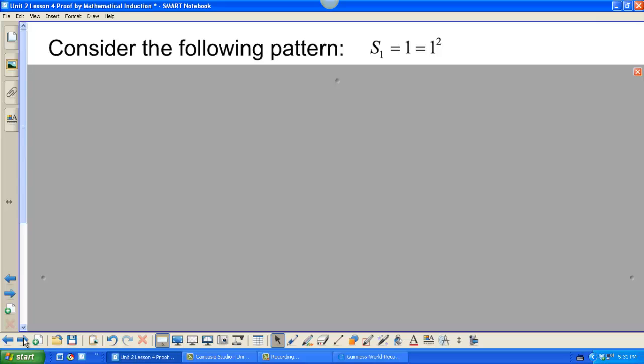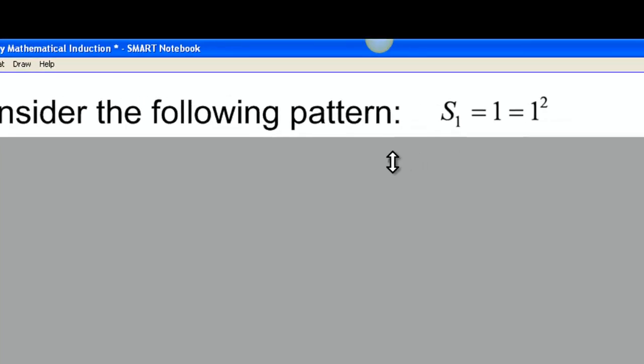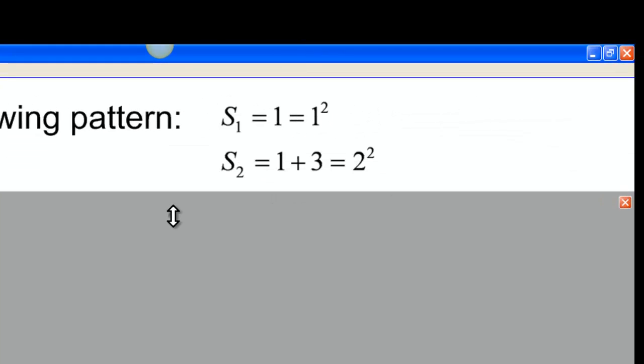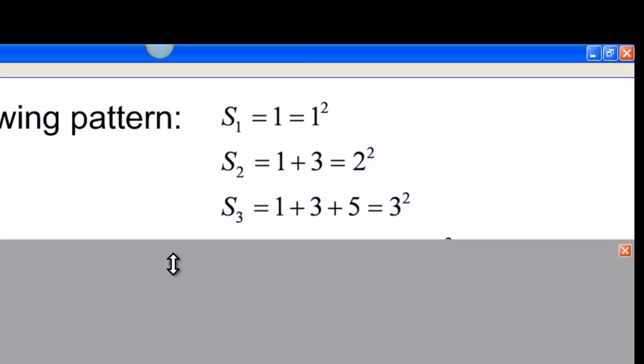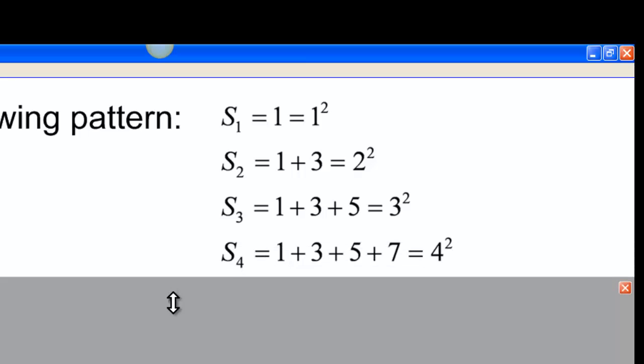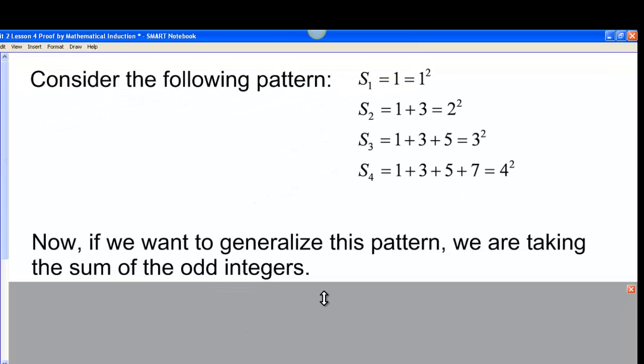Okay, to begin, let's introduce and consider the following pattern. Notice 1 is the first term of this sequence, and I can consider it as 1 squared. Look at what happens when I take the first 2 terms of the sequence, 2 squared. The first 3 terms of the sequence, I get 3 squared. The first 4 terms of the sequence, I get 4 squared. So if we want to generalize this pattern, we are taking the sum of the odd integers. So if I wanted to add the first 7 odd integers, it would be 7 squared. If I wanted to add up the first 20 odd integers, it would be 20 squared.